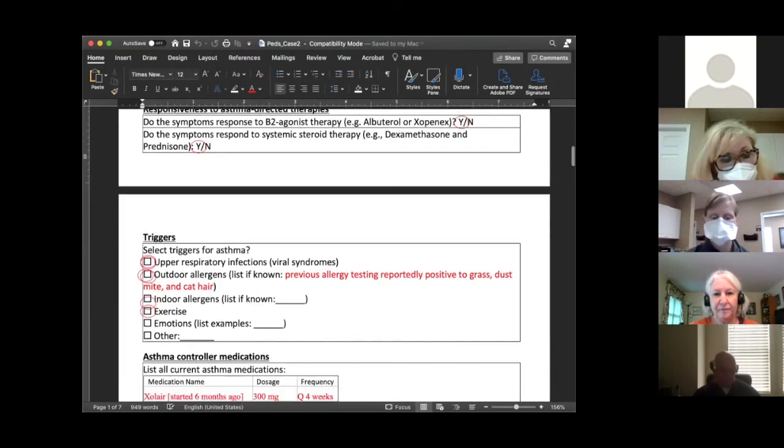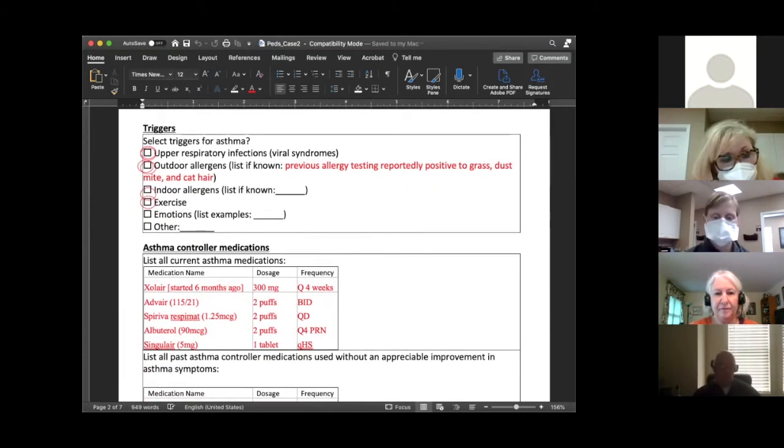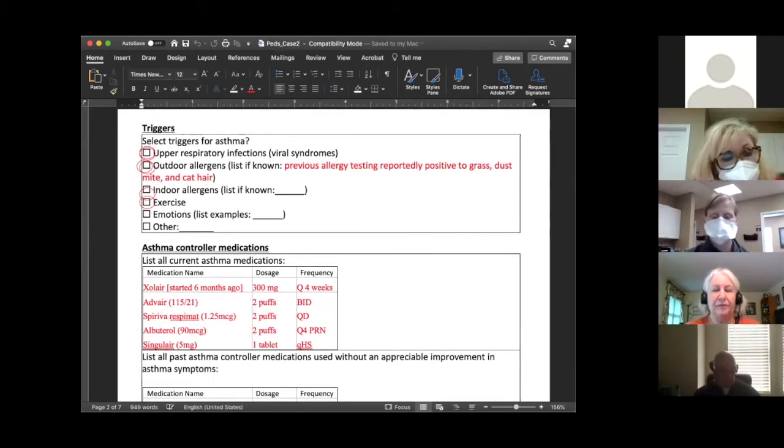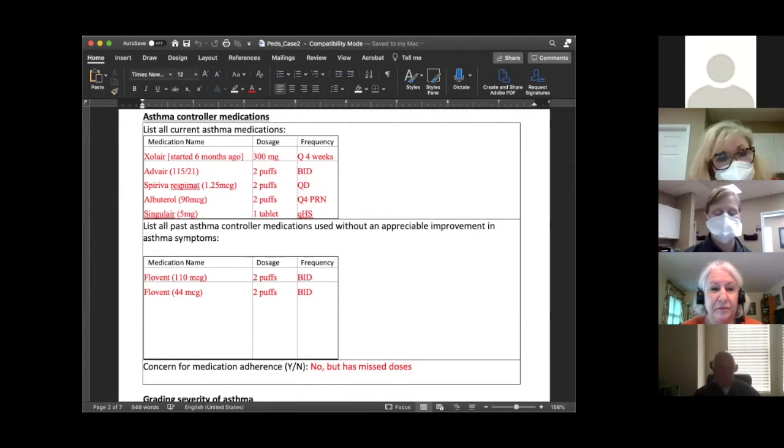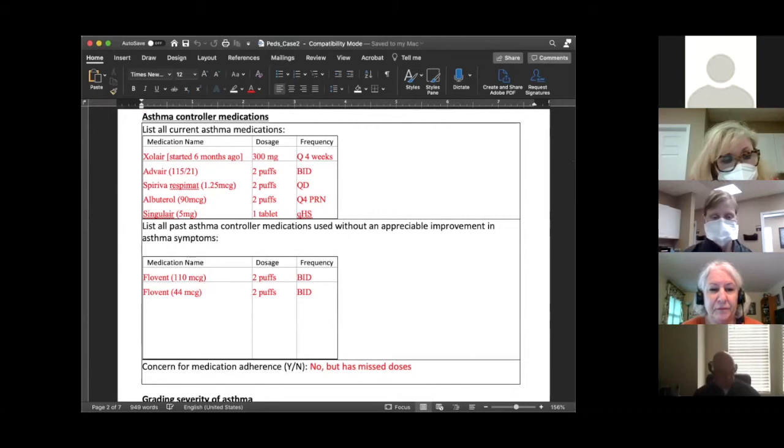In terms of triggers, she has upper respiratory tract infections as well as outdoor allergens. She's had allergy testing done before as well. We think there's indoor allergens as well, and exercise is also a trigger. So in terms of her controller medication, she is on a lot. She is on Xolair, which was started 6 months ago, which we're giving every 4 weeks. She's on a moderate dose of Advair twice a day. She's on Spiriva Respimat once a day. She's using albuterol as needed, and she's also on Singulair once a day.